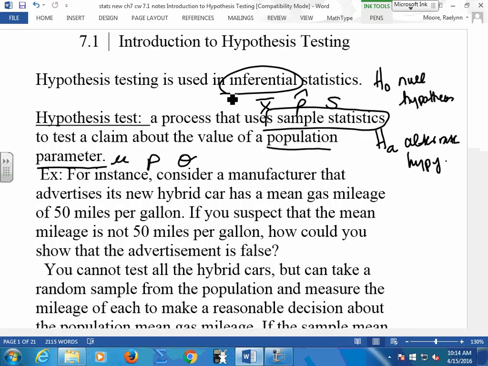So again, whenever we do sampling, we follow the strictest sampling rules. They have to be done randomly. They could be stratified. They could be clustered. They just can't be convenience. There's no bias in these.